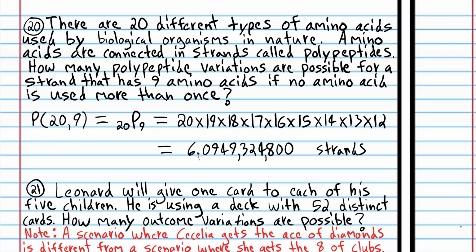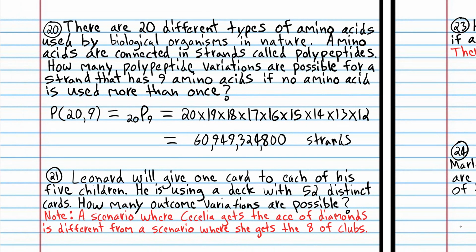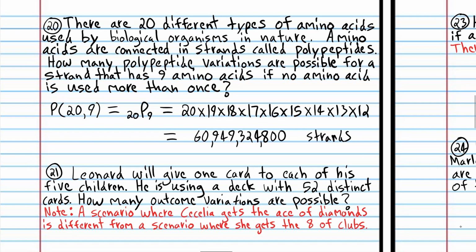And so I'd prefer to go ahead and write the actual number. But if you want to use scientific notation, that's fine. That's easier because that's what the TI-84 gave us. But if you're using an iPhone, you should get the whole number. So 60,949,324,800 strands are possible.